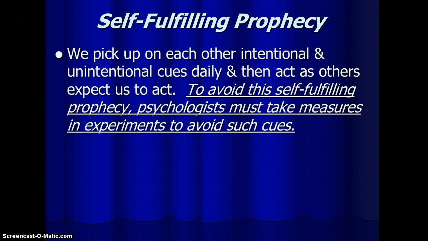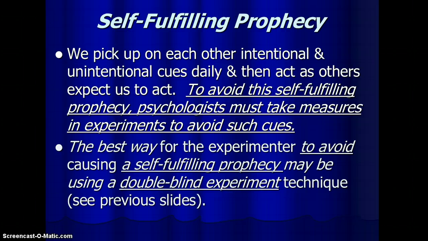Self-fulfilling prophecy. We pick up on each other's intentional and unintentional cues daily and then act as others expect us to act. To avoid self-fulfilling prophecy in experiments, psychologists must take measures to avoid these cues. The best way to do that is to do a double-blind experiment instead of a simple blind experiment. That way, the person doing the experiment doesn't know who's getting the treatment and who isn't. This is a good time to pause. Moving on.